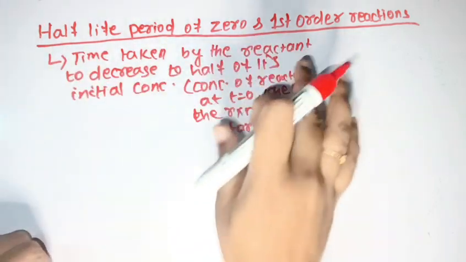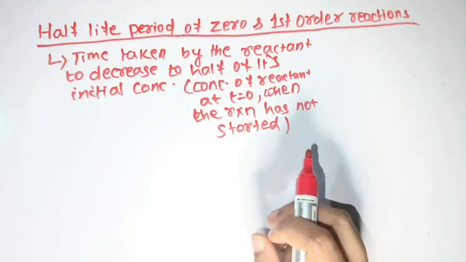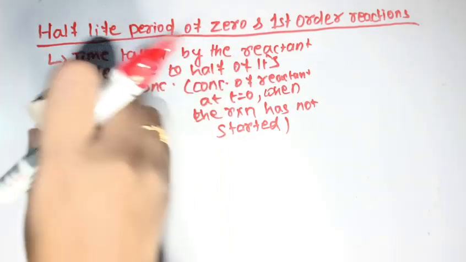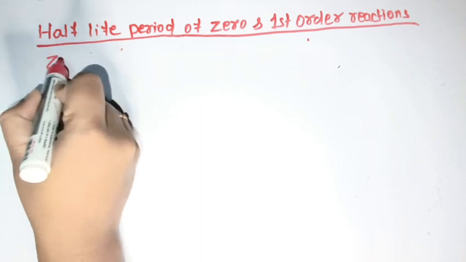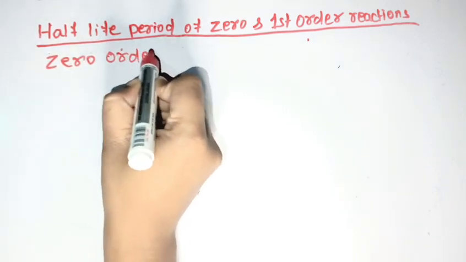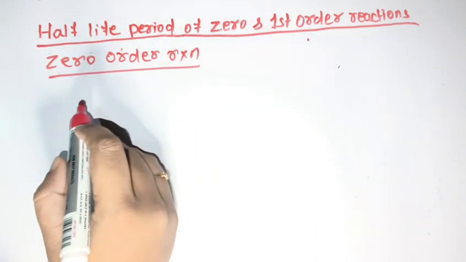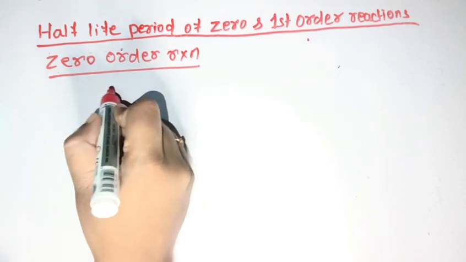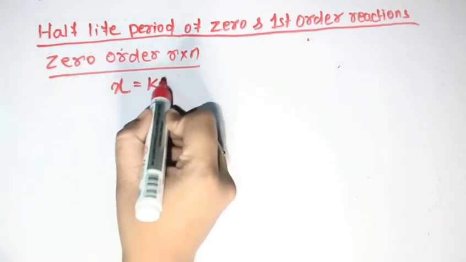Now let's understand how to calculate half-life period for zero and first order reaction. Okay, let's start. First we will derive the half-life period for zero order reaction. As per chemical kinetics, the equation for zero order reaction is x = kt.